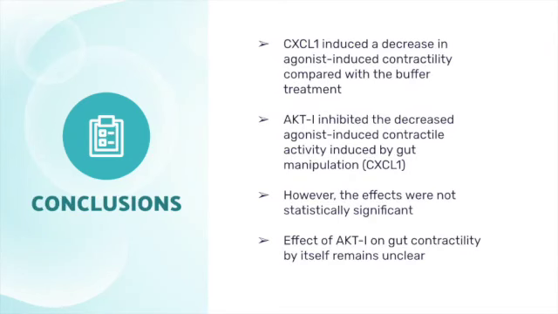So what are our conclusions from this experiment? From our graphs, we could observe that CXCL1 decreased agonist-induced contractility, but had little effect on spontaneous contractility. And the AKT inhibitor countered the effect of CXCL1 on gut contractility, so we assume it plays a role in the CXCL1 pathway. However, according to our calculations, these effects were not statistically significant. Lastly, the role of the AKT inhibitor as a regulatory factor by itself remains unclear. Since we investigated it by itself, it did not significantly change the spontaneous nor agonist-induced contractility.